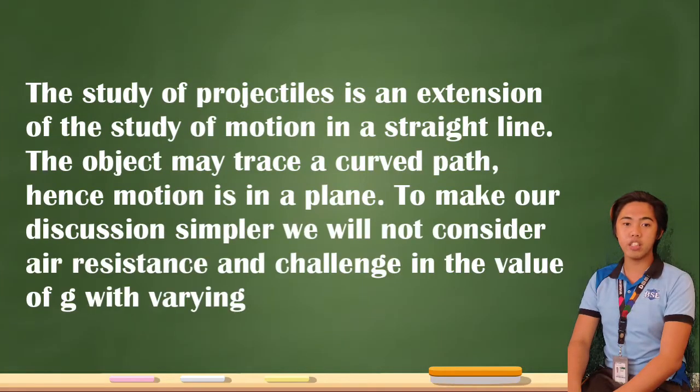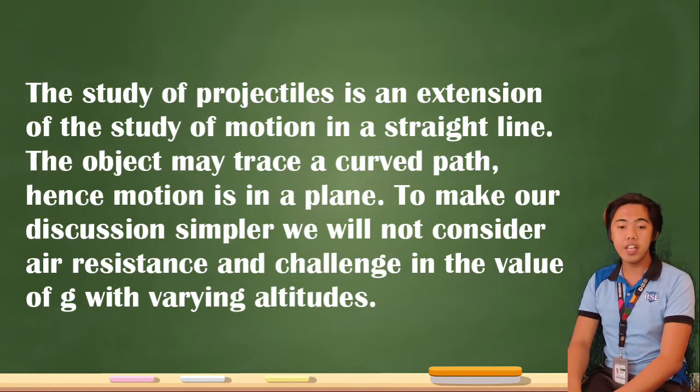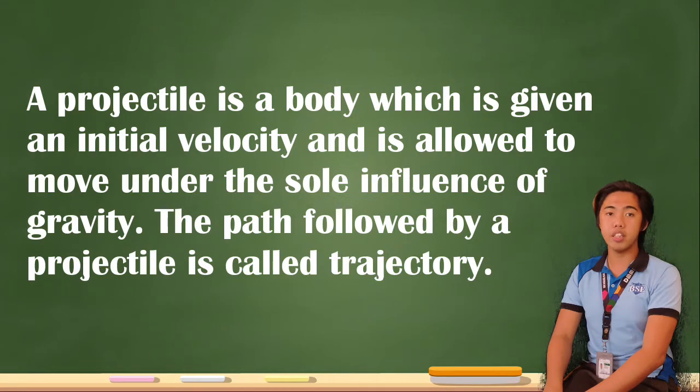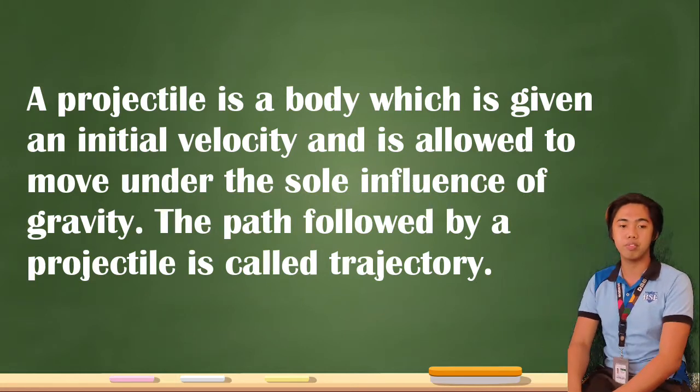The study of projectile motion is an extension of the study of motion in a straight line. The object may chase a curved path, hence motion is in a plane. To make our discussion simpler, we will not consider air resistance and changes in the value of gravity with varying altitudes. A projectile is a body which is given an initial velocity and is allowed to move under the sole influence of gravity. The path followed by a projectile is called trajectory.